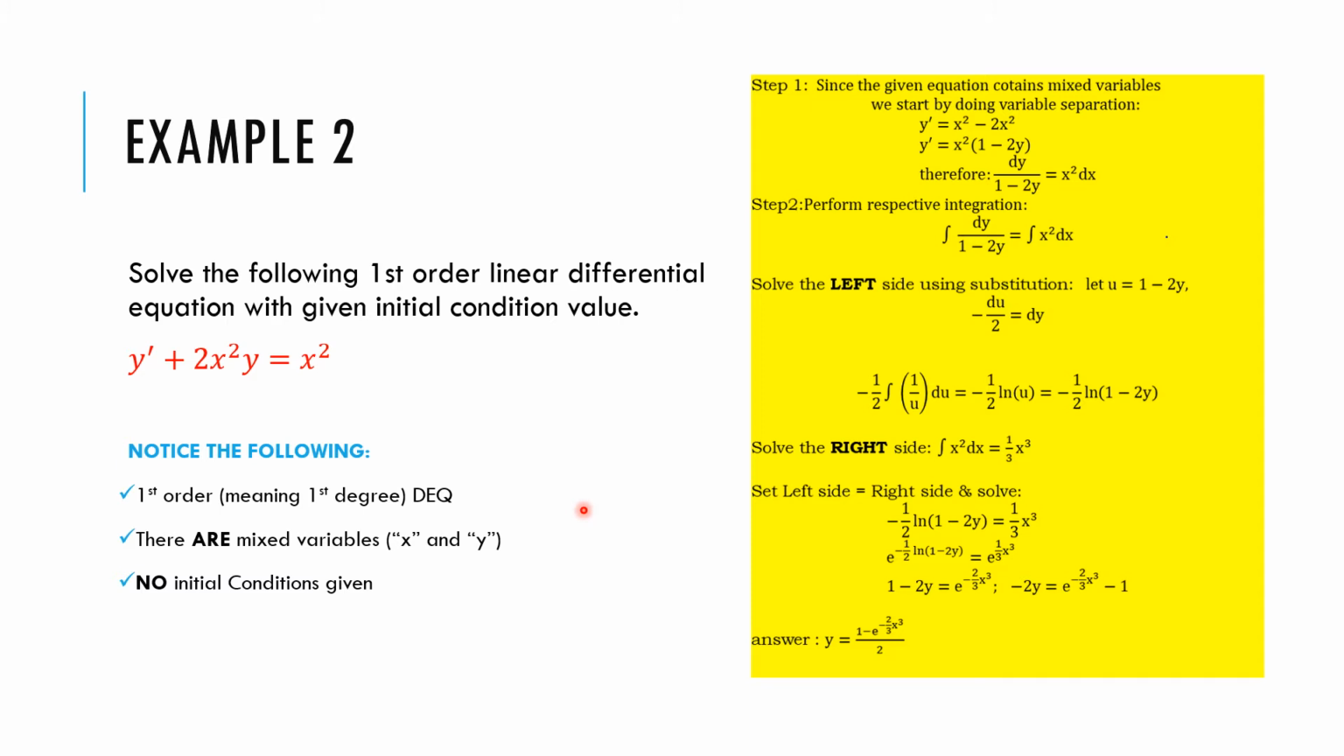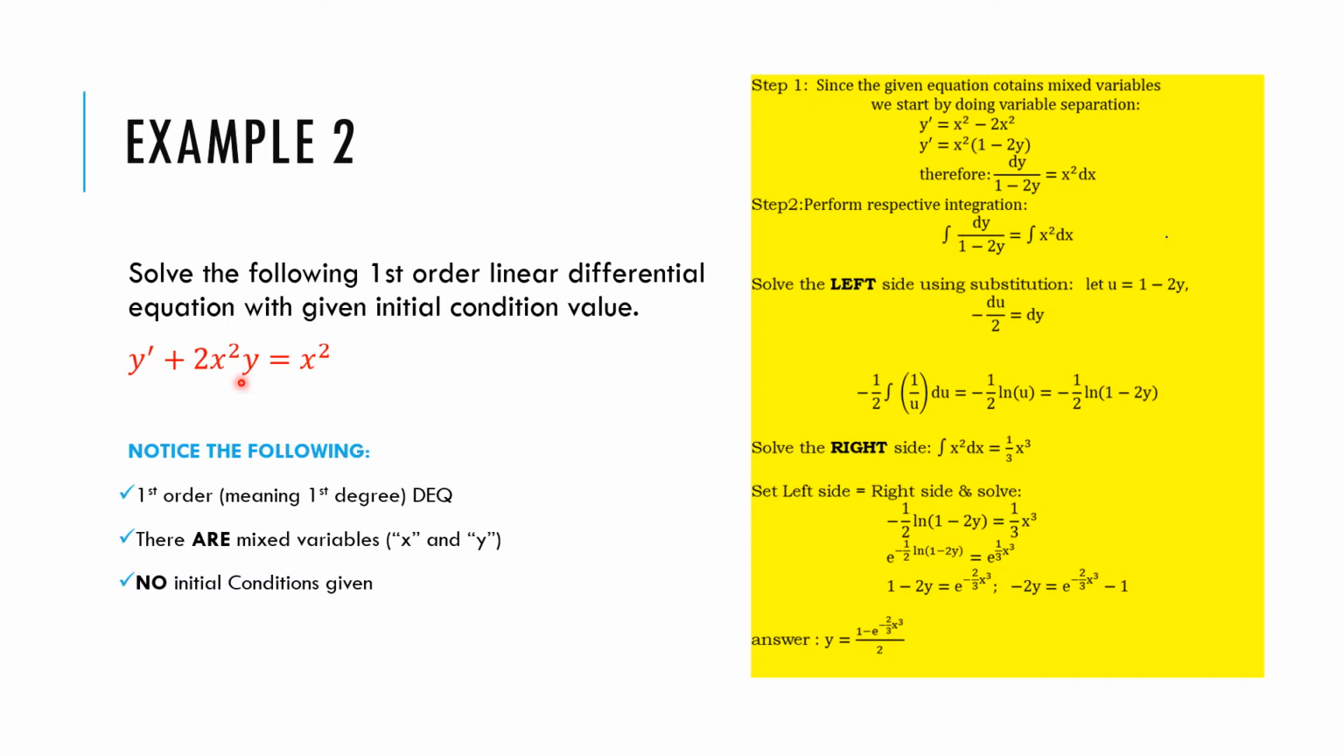Okay, so the first thing that we're going to do with this problem, because it contains mixed variables, is that we are going to do what is known as variable separation. Okay, what does that mean? All that it means is that we need to separate the x's from the y's. We need to have our y's on one side and the x's on the other side.